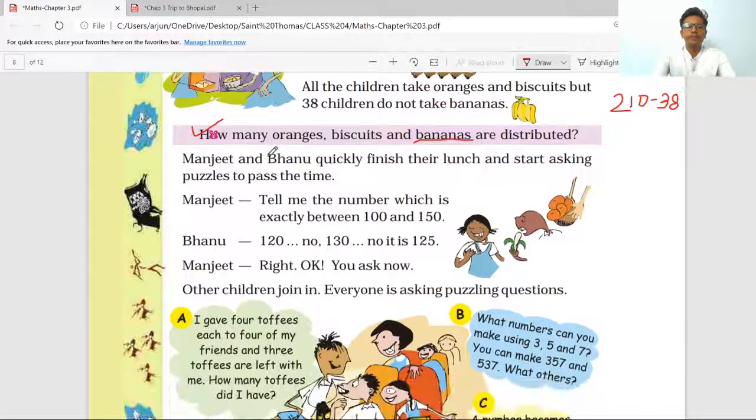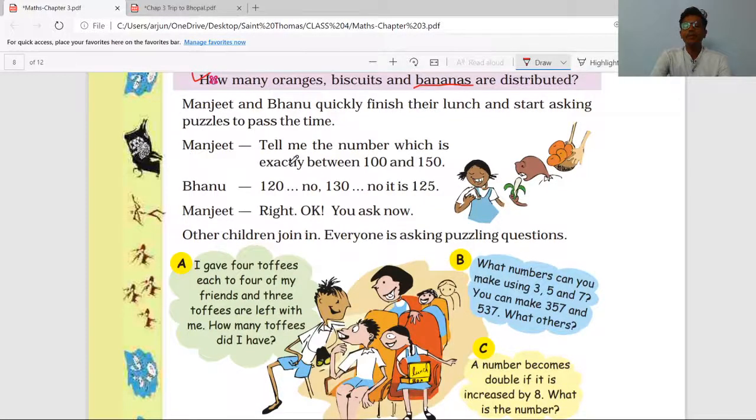Moving further, Manjit and Bhanu quickly finish their lunch and start asking puzzles to pass the time. Okay, so now here we are going to solve some interesting puzzles. Manjit, tell me the number which is exactly between 100 and 150. We have to give the answer: the number which is exactly in the middle of 100 and 150.